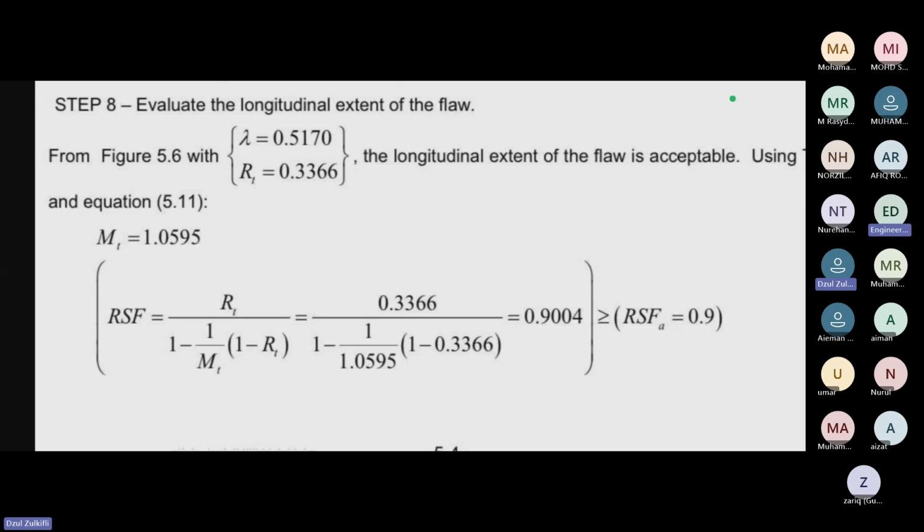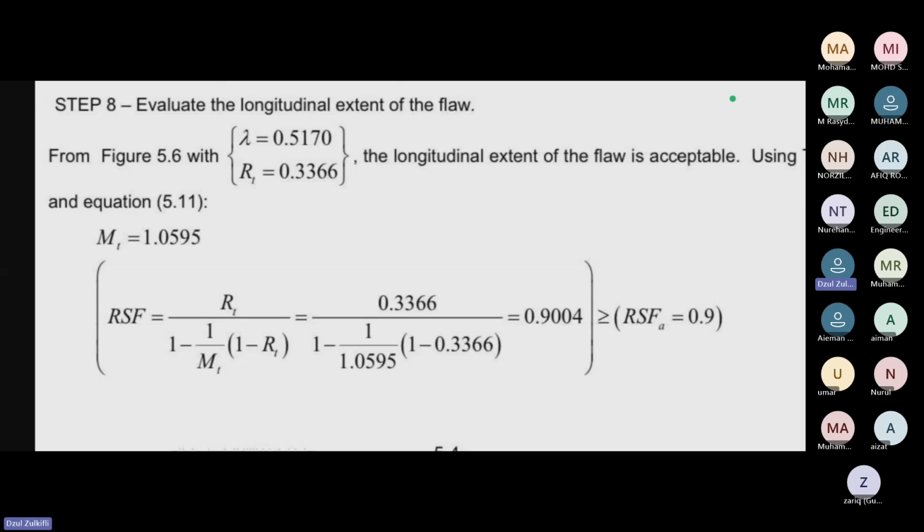One question from Umar. Umar asks, apa beza MAWP dan MAOP? I think MAWP is the official term used in SME code and API, denoting the maximum allowable working pressure. Basically, this is a value that is tied to the full thickness of the vessel minus corrosion allowance.